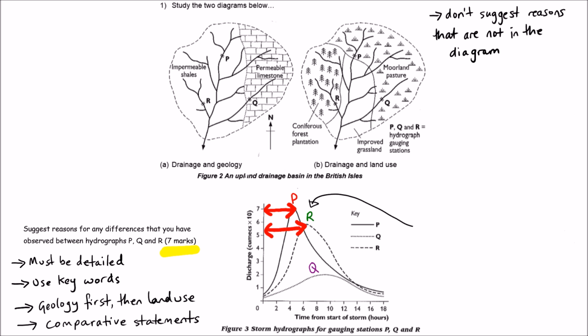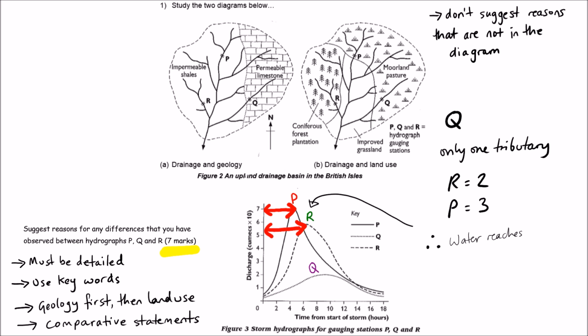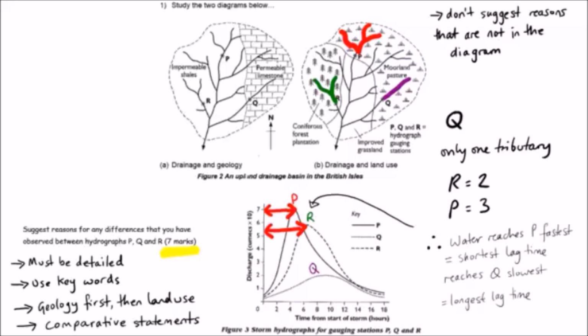Now, let's look at Q. You can see from the diagram that it has only one tributary leading into it. R has 2, whereas P has 3. So it would make sense that water reaches P the fastest, and therefore P has the shortest lag time, and the water reaches Q the slowest, and so Q has the longest lag time. So you can see on the diagram here the 3 tributaries for P, 2 for R and 1 for Q.